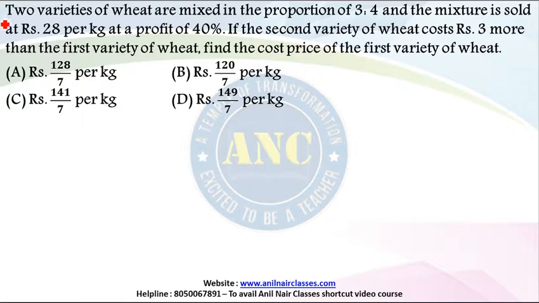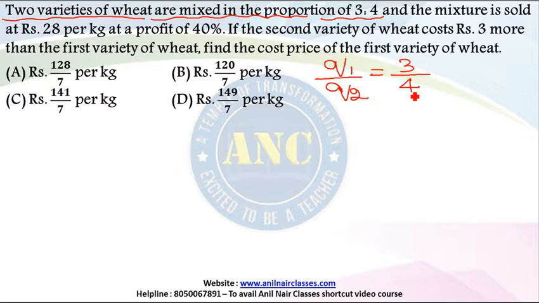Your question is, two varieties of wheat are mixed in the proportion of 3:4. Already they are giving you the value of Q1 by Q2. These both quantities are mixed in the ratio 3:4. They have only given in the question. And the mixture is sold at 28 rupees per kg at a profit of 40%. That means the mixture is sold.